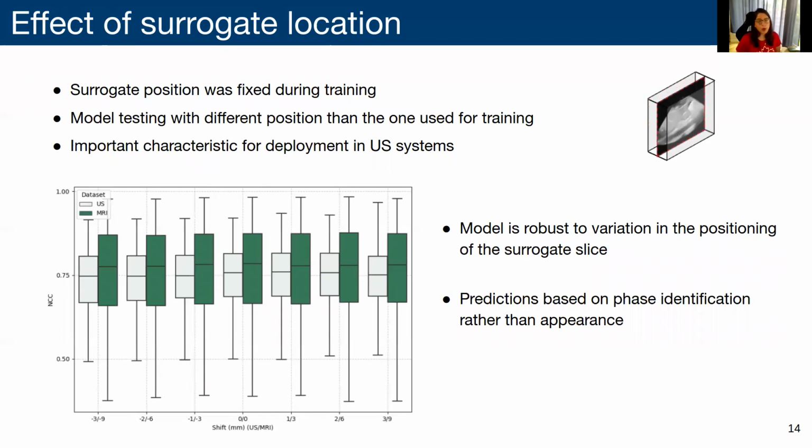We found that both in MRI and ultrasound datasets, there was no degradation. This means that the model was robust to these potential variations and that predictions were based mainly on phase detection rather than image appearance, which is an important advantage over state-of-the-art solutions.